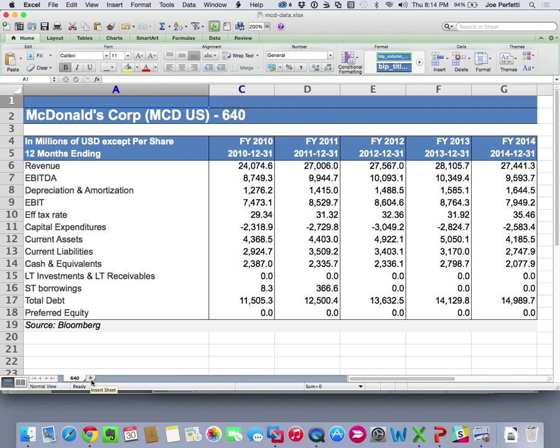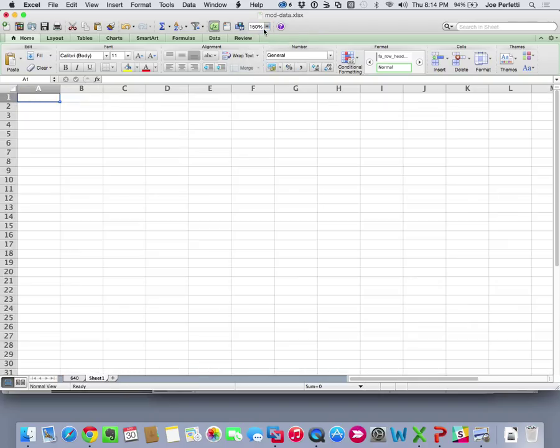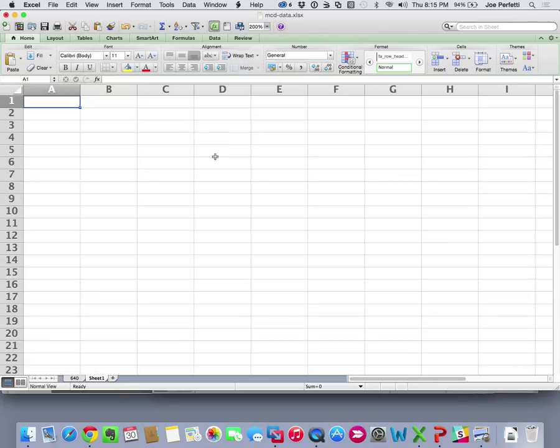Now, I'm going to add a tab, and this is where we're going to do our valuation. Right? Now, what matters is I want to forecast the future, but I am going to use the past to help me predict the future.